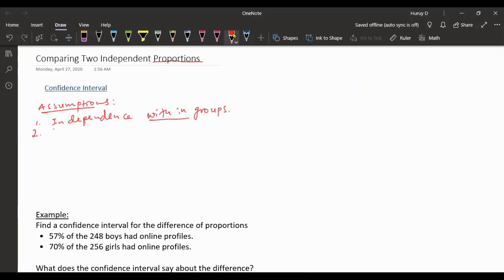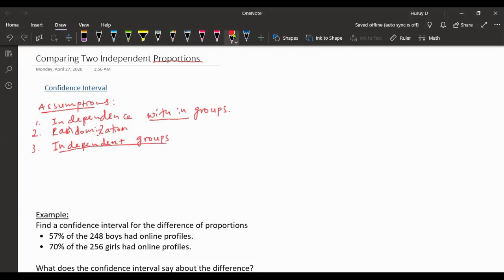The second one, of course, is randomization. Again, the elements or members of both groups have to be randomly selected. And the third one is group independence, or independent groups. This is important, particularly when we come to the means.